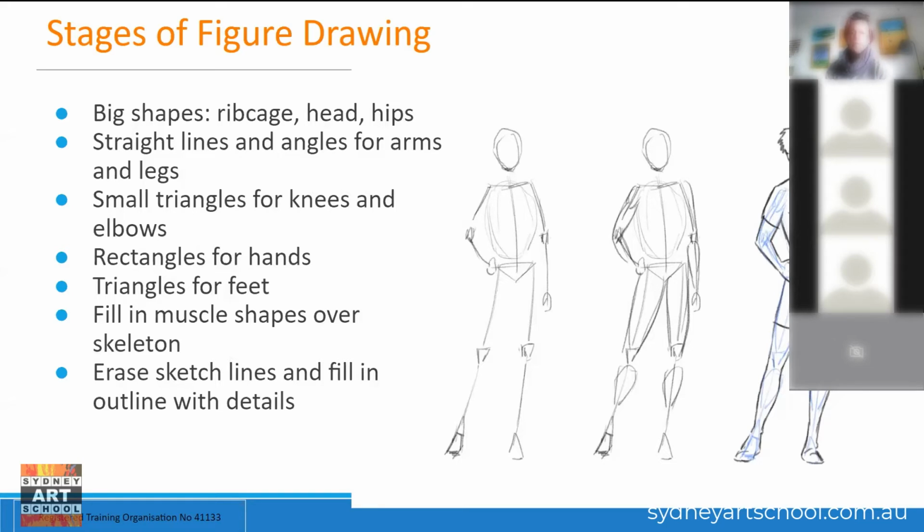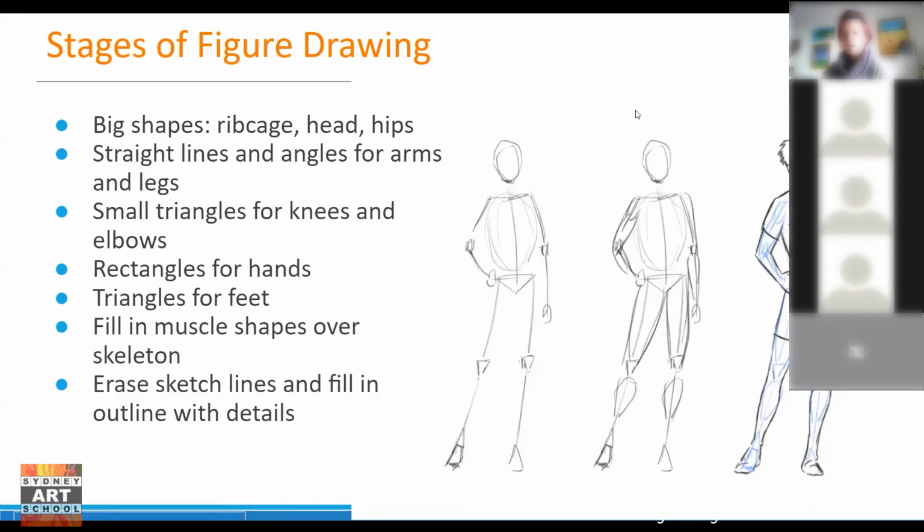In terms of thinking now about the stages of building a character or looking at figure drawing, and this applies to any kind of figure drawing, not just figure drawing for anime. The first thing that we need to do is we need to set up a little bit of construction. So thinking about the big shapes, which is the rib cage, the head, and the hips. So we've got a large shape for the head, an even larger sort of egg shape for the rib cage, and then for the hips, something that's kind of triangular. That's roughly the right idea.